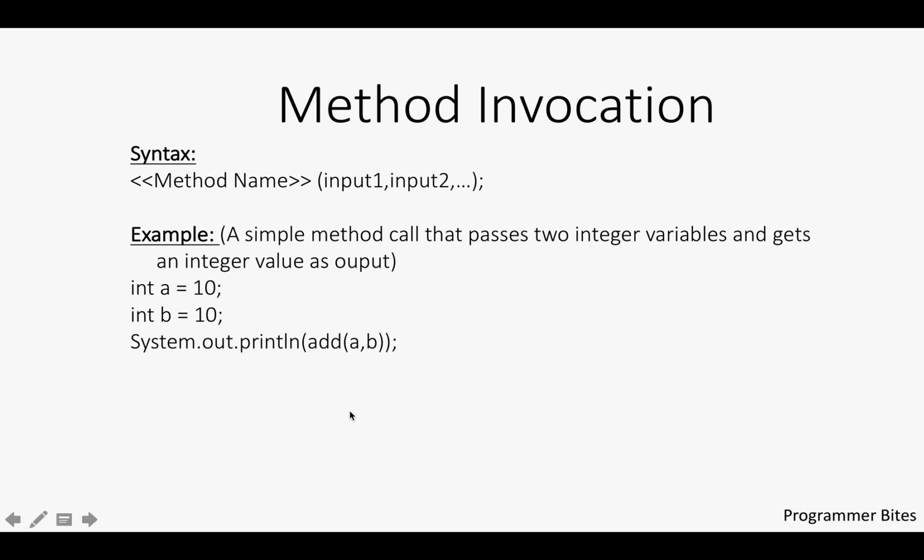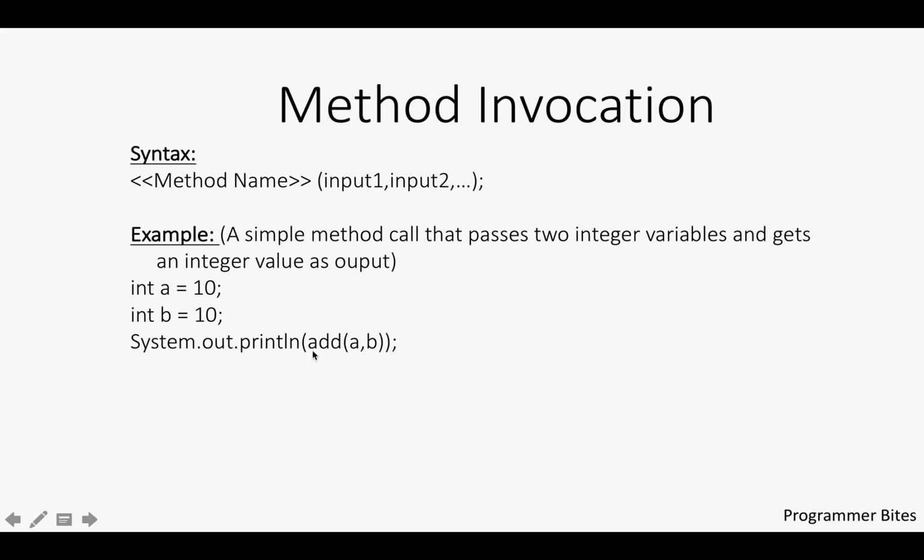Method invocation syntax: method name and, in brackets, the input variables or the values. Example: a simple method call that passes two integer variables and gets an integer value as output. int a equal to 10. a is a variable of type int. Here we are assigning the value 10 to variable a. We are assigning the value 10 to variable b, which is of type int.